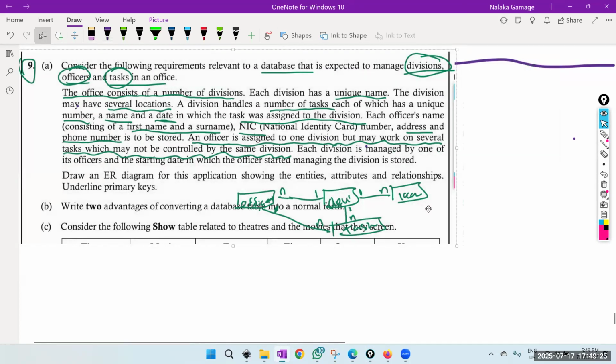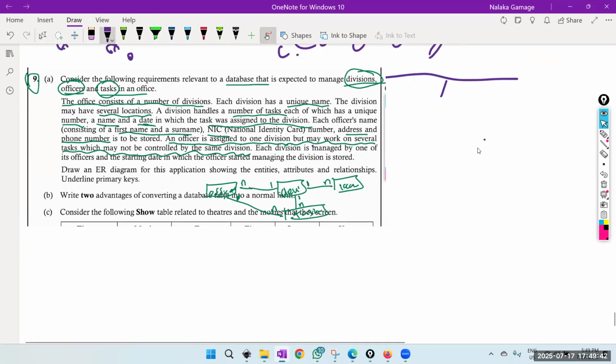So this is the question. We don't draw a design ER diagram; we draw an analysis ER diagram. Let's try to draw it as correctly as possible. I will start with division.